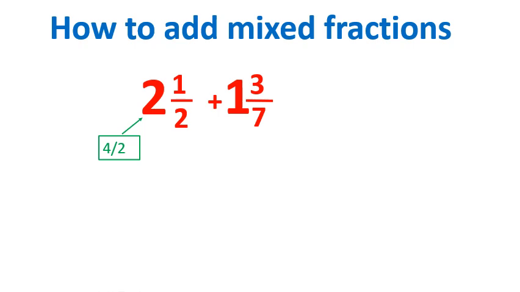Okay, so we want to convert the whole number into a fraction and then add it. For example, convert the 2 here into a fraction, then add the 1/2. 2 is equivalent to 4/2, or 4 halves. And so we're going to add that 4 halves plus the 1/2. Now we've realized that 2 1/2 is the same thing as 5/2. So we're going to rewrite it.